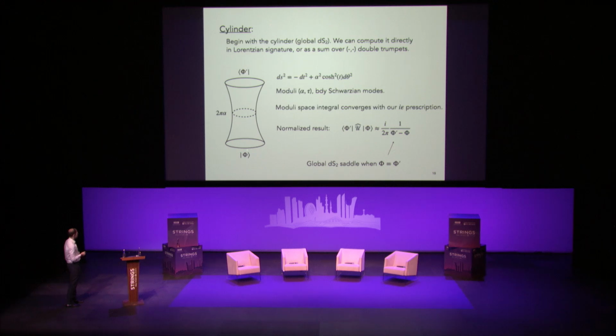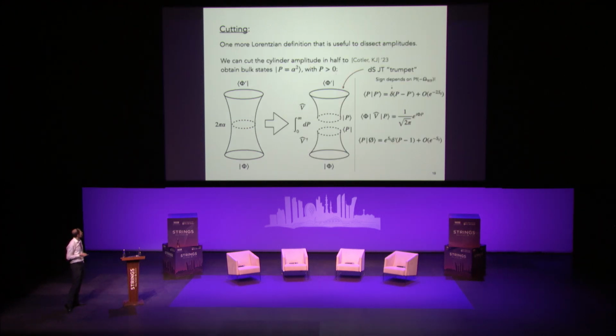So phi is labeling our past, phi prime is our future, and the infinite time evolution operator has this matrix element. It's 1 over the difference of phi's. That thing has a pole when the phi's are equal to each other, and that's nothing more than just the global de Sitter saddle of the theory.